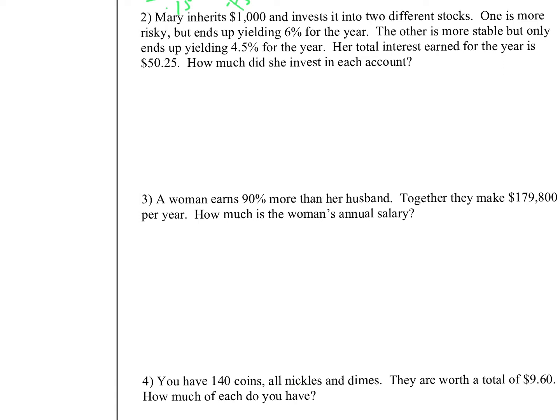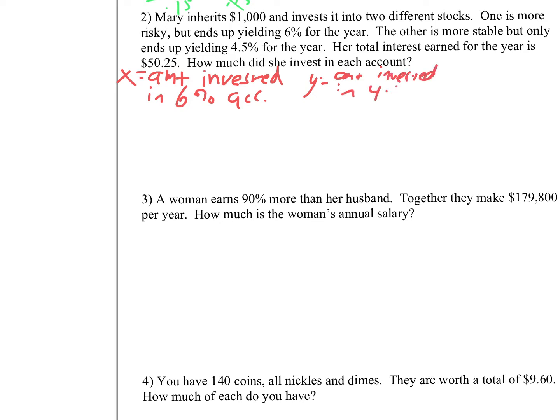All right, next one here, it says Mary inherits $1,000 investing into two different stocks. One gets 6% and one gets 4.5%. And then her total earned on the year was $50.25. Okay, so you're going to need two variables here. We're going to need X as the amount invested in the 6% account. And then Y will be the amount invested in the 4.5% account.